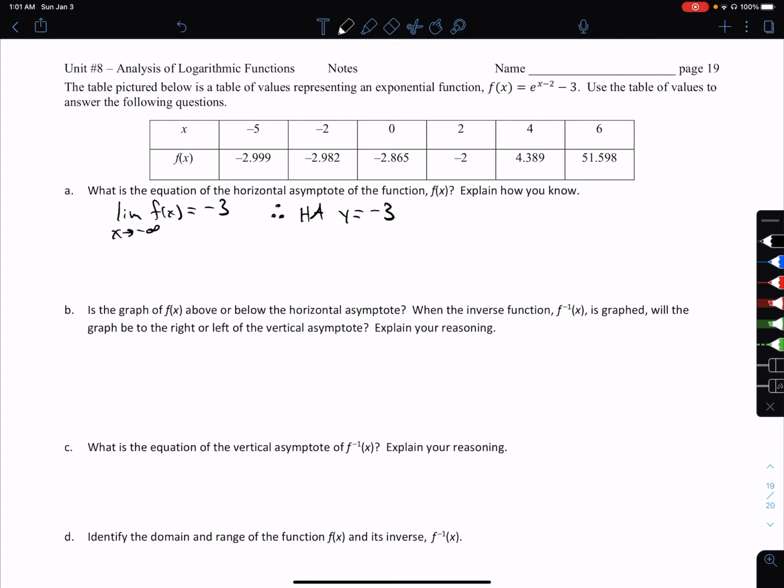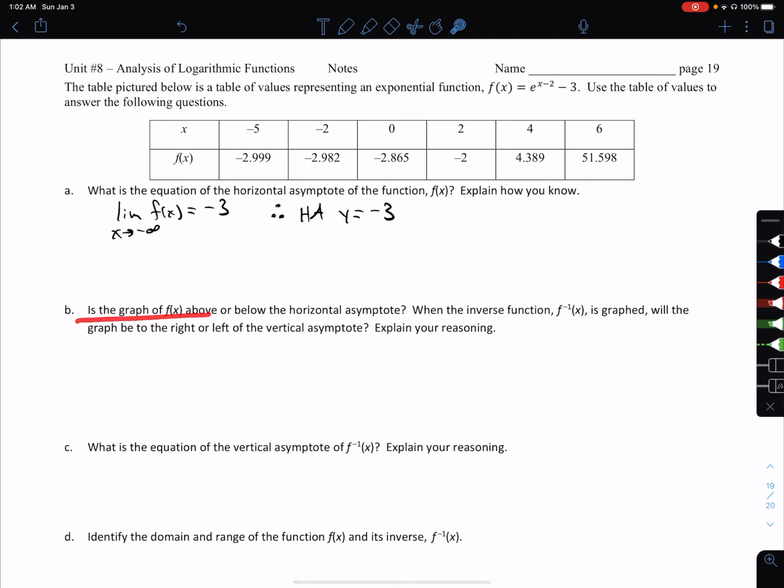Well, that's a guess. It's definitely around -3 because as we go to the left, these numbers are getting smaller, but they're getting smaller at a decreasing rate. So it's either -3 or something super close to that. We're just going to assume it's -3.